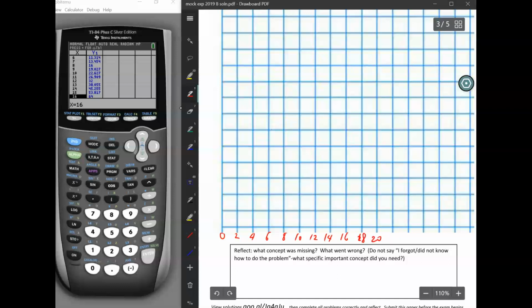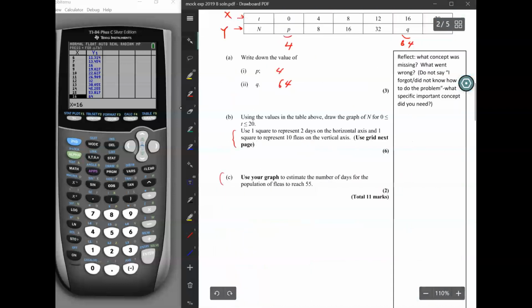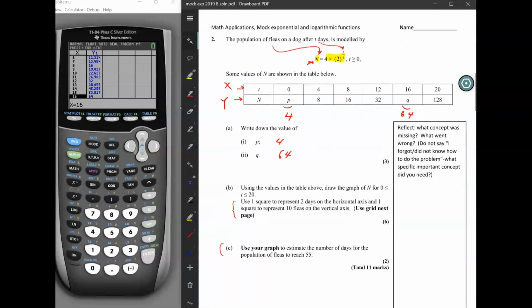Okay, am I counting correctly? Yes, 22. I don't know if I need to go any further than that. What's the biggest number they gave us? 20. So 22 is fine.